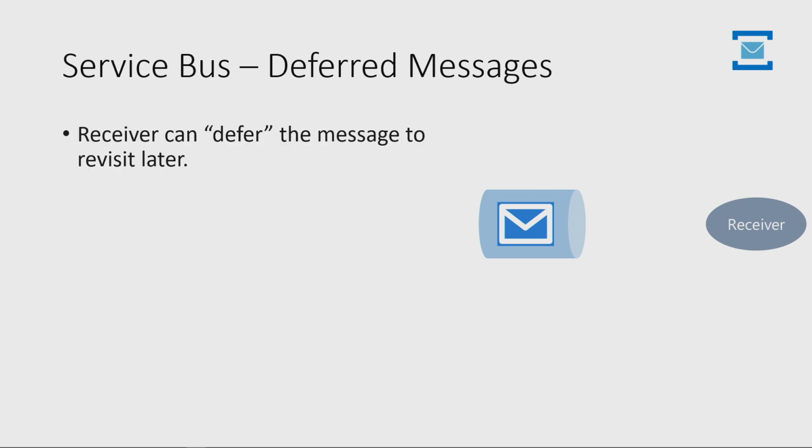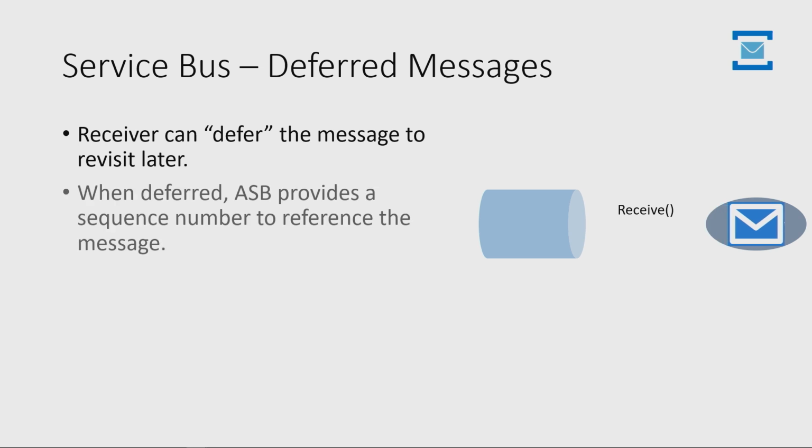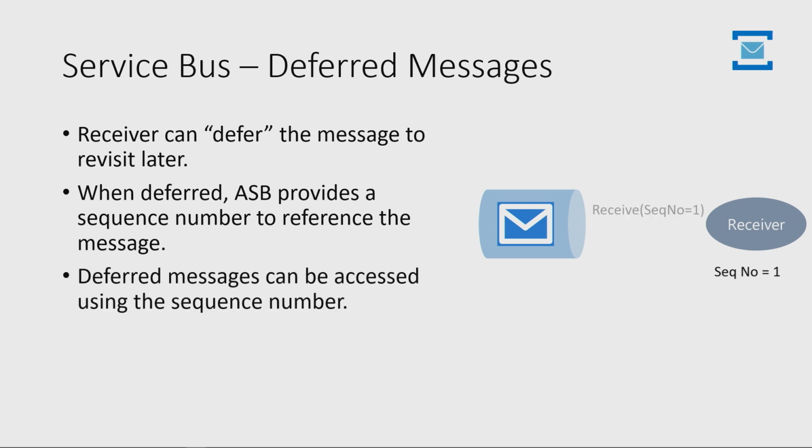Right. So we can say, let's have the receiver lock it, but at the same time the receiver says, okay, I'm going to defer it so I can revisit it later. Now how it does that is that the receiver gets the sequence number of the message and holds on to it. That is very important because if you lose the sequence number, you will lose the message. Once you defer the message, you have to query the message using the sequence number. So the sequence number is made available, and the receiver says receive with the sequence number, and that's when the message comes in.